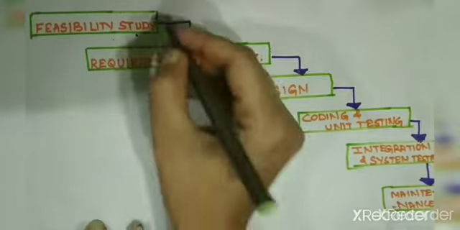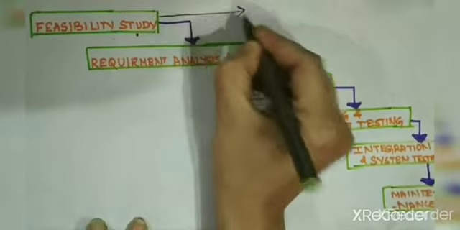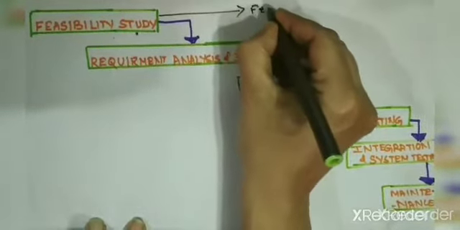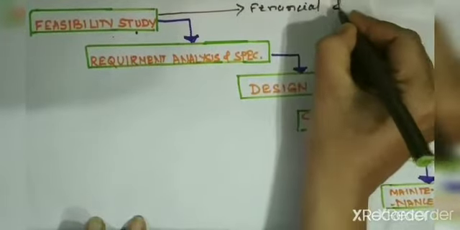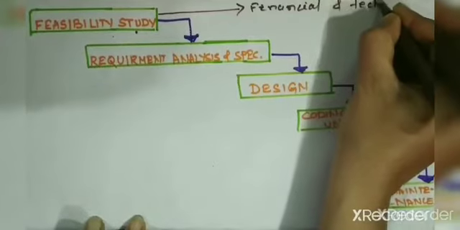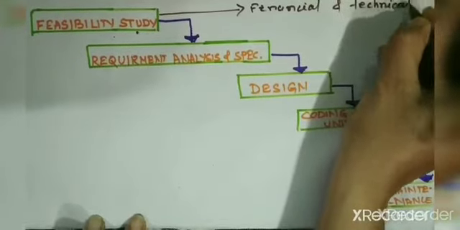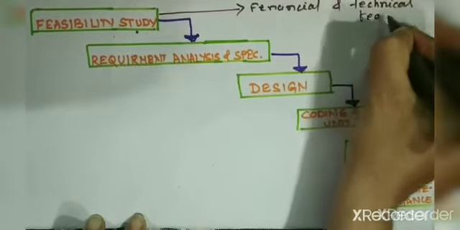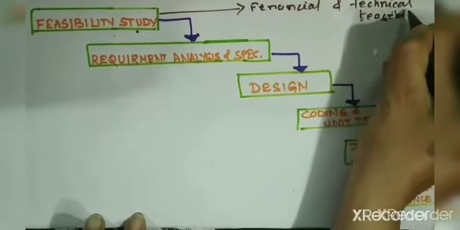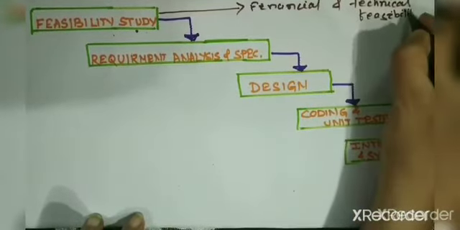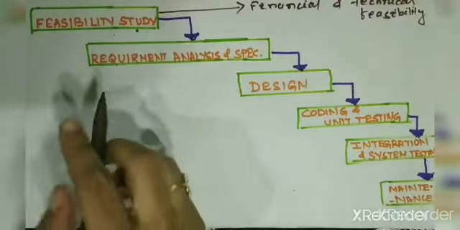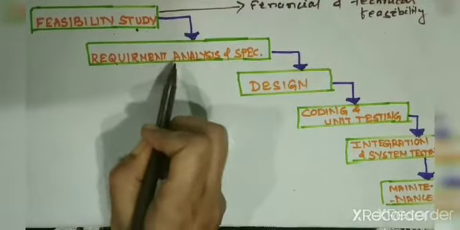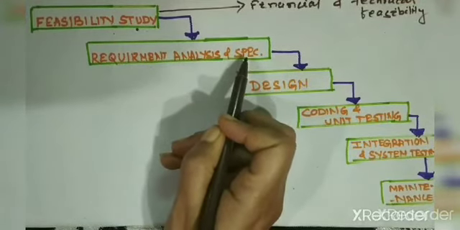In the feasibility study, it undergoes financial and technical feasibility. Okay, it checks financial and technical feasibility. Then the next stage is requirement analysis and specification.